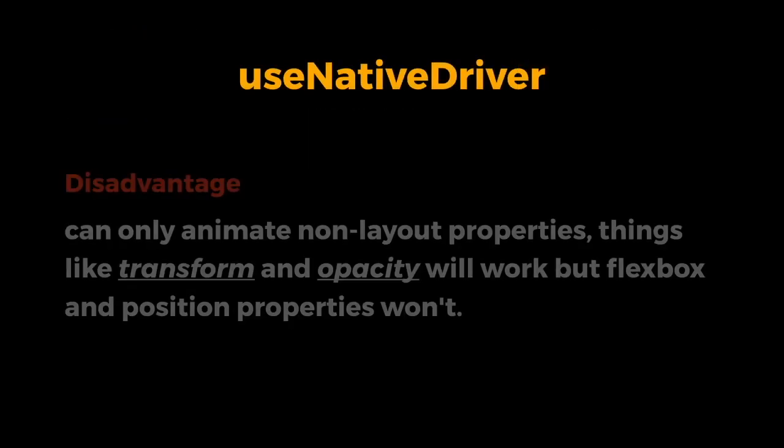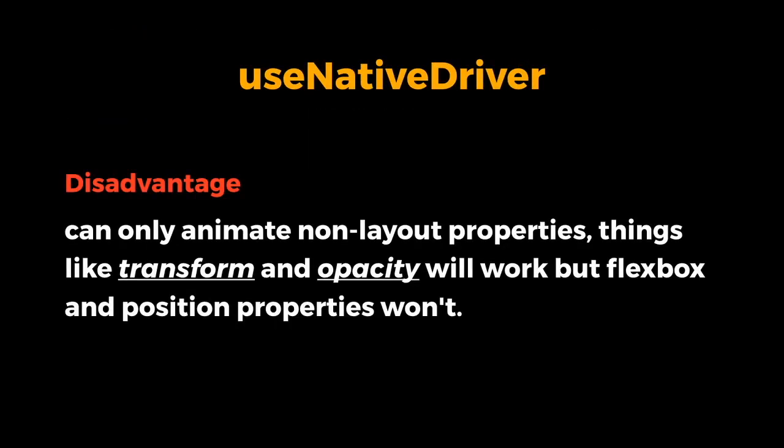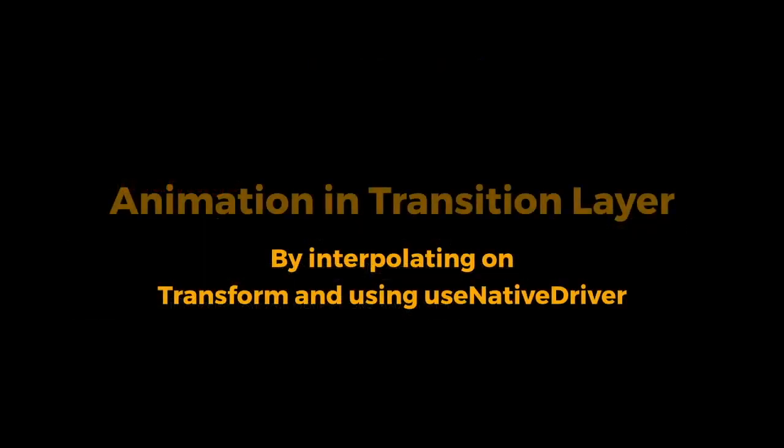But there is a problem here. The disadvantage is that it can animate only non-layout properties, like transform and opacity, but it can't animate layout properties like width, height, top and left, which is what I have used. So none of the implementation which I used earlier would work here, right? We have to change the entire implementation to make it work. So what I'm going to do is implement the same thing but using transform and useNativeDriver to get that performance.